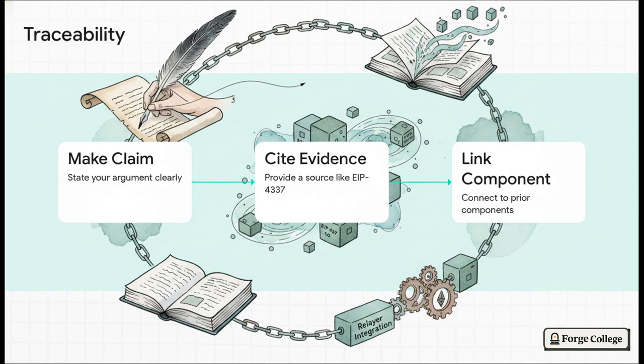Step 1, you make a claim. Step 2, you cite your hard evidence. For instance, you pull directly from EIP 4337 to explain mechanism design. Then, step 3, you explicitly link it back to a prior component, like that relayer integration entry you mapped out last week. The result? A beautiful, unbroken chain of logic that absolutely any reviewer, auditor, or fellow developer can easily follow from start to finish.